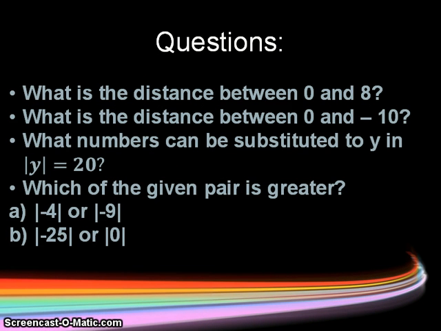Let's have these questions. What is the distance between 0 and 8? What is the distance between 0 and negative 10? What numbers can be substituted for y in the absolute value of y is equal to 20? And which of the given pair is greater? The absolute value of negative 4 or the absolute value of negative 9? The absolute value of negative 25 or the absolute value of 0?